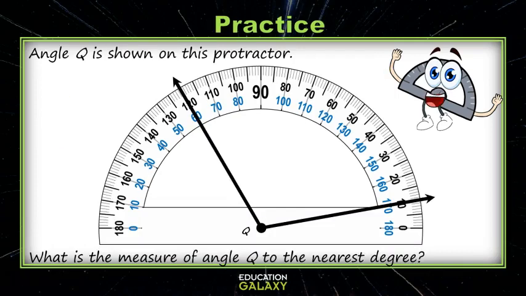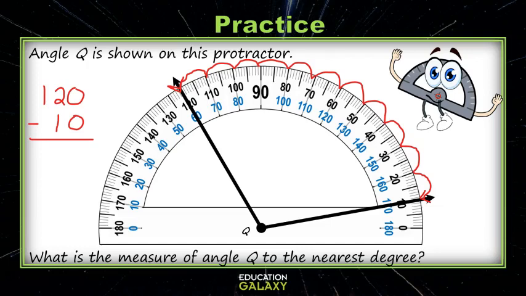Okay, I think you're ready for a tricky one now. Angle Q is shown on this protractor. What is the measure of angle Q to the nearest degree? Since neither ray is lined up with either of the zeros on the protractor, we need to count the degrees between the two rays. If we look to the outside scale, I see that one ray is pointing to 120 degrees and one is pointing to 10 degrees. So we need to subtract to find the degrees between the two rays. 120 minus 10 equals 110. So my answer is 110 degrees.